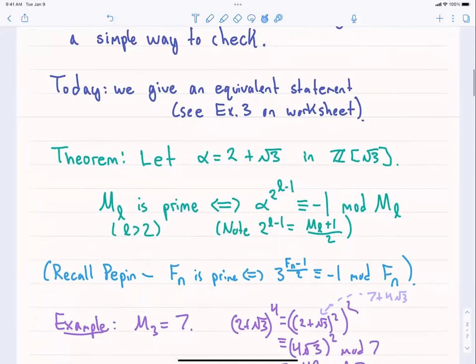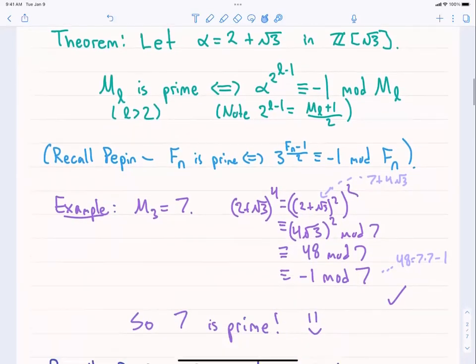Just an example of how you apply this version of the Lucas-Lehmer test. Let me look at M_3. I take little l to be 3. So M_3 is 7, 2 cubed minus 1. Then the number 2 to the L minus 1, with L being 3, is 2 squared, which is 4. So I should raise 2 plus square root of 3 to the 4th and check what I get mod 7.